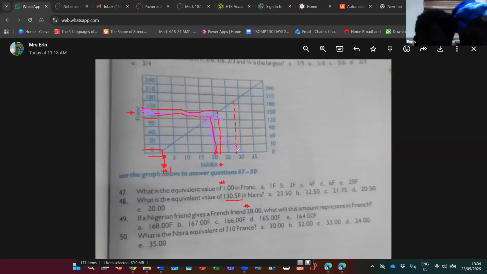This is naira. 28 naira should be somewhere close to 30 naira, so I placed it upwards. Then this is 19 naira, then this is 30 naira. So this is 90 here.